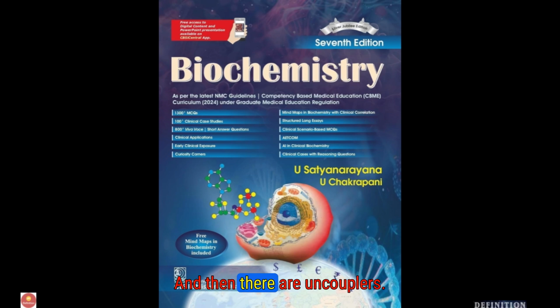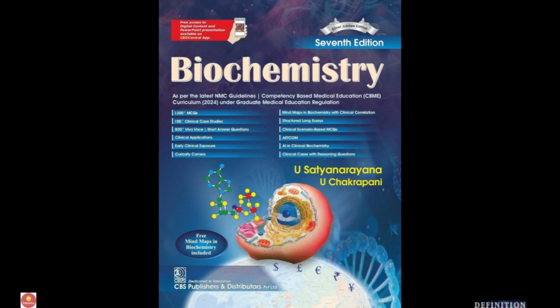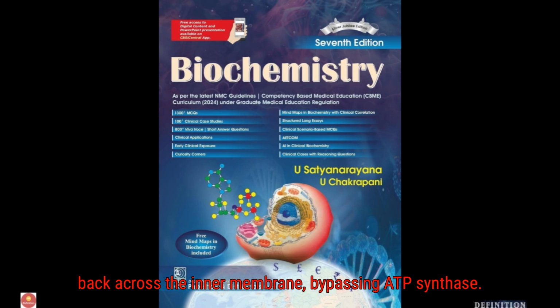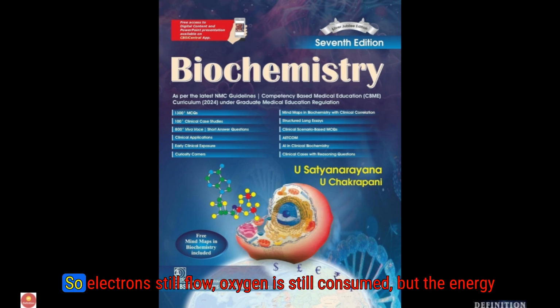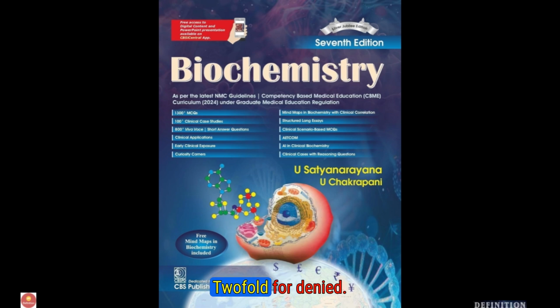Got it. And then there are uncouplers. They sound different. They are. Uncouplers don't block electron flow or ATP synthase directly. They break the link between them. They basically provide an alternative route for protons to leak back across the inner membrane, bypassing ATP synthase. So electrons still flow, oxygen is still consumed. But the energy from the proton gradient isn't captured as ATP. Exactly. It's just released as heat.